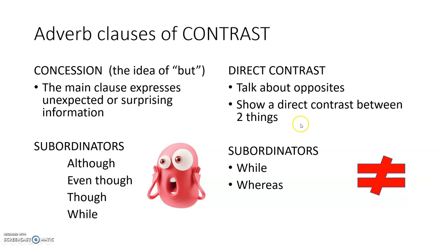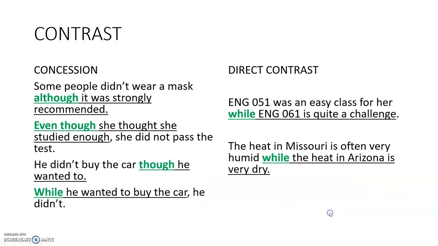Okay, the other type of contrast is called direct contrast. When we talk about opposites, we show a direct contrast between two things. Two things are not equal. And those subordinators are while and whereas. So notice that while can be used for both types. Maybe you remember while is also used for time. So that's another complication. Some of these subordinators are used in several ways.